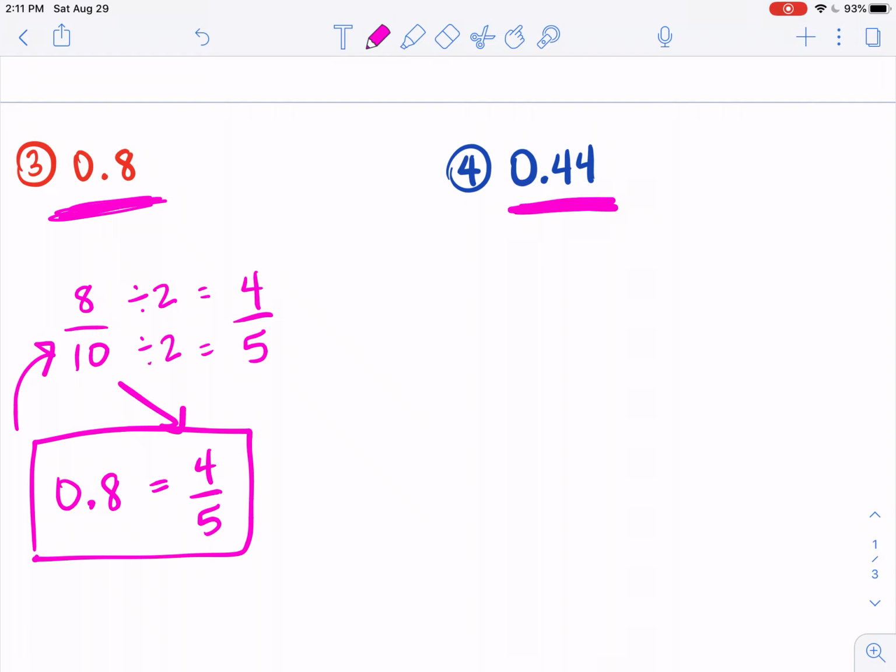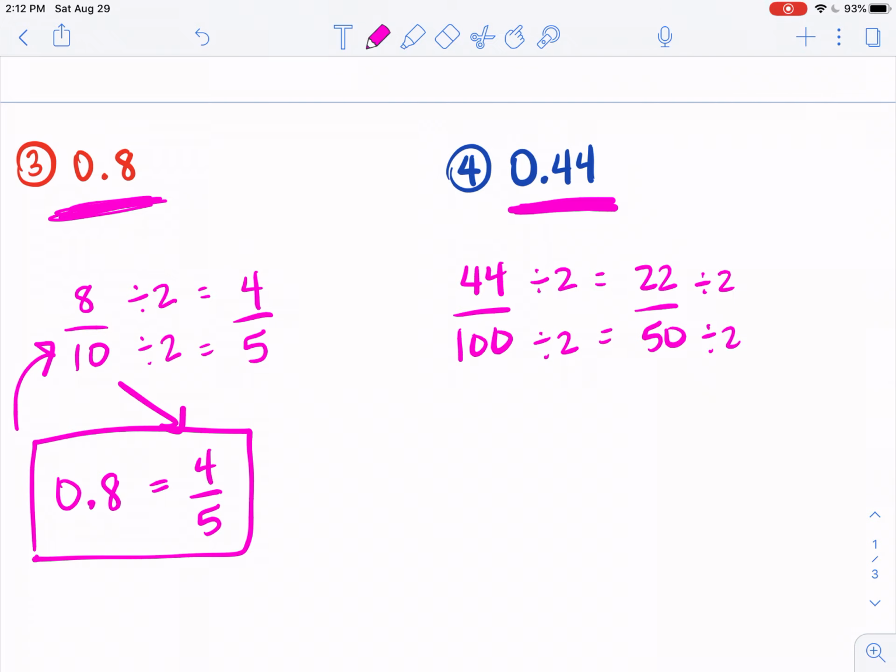44 hundredths. And this one we definitely can simplify. We can divide by 2 if you want. If you immediately know it's 2, then you can go there. That would end up being 22/50ths. But that's still not fully simplified. We'd have to divide again.